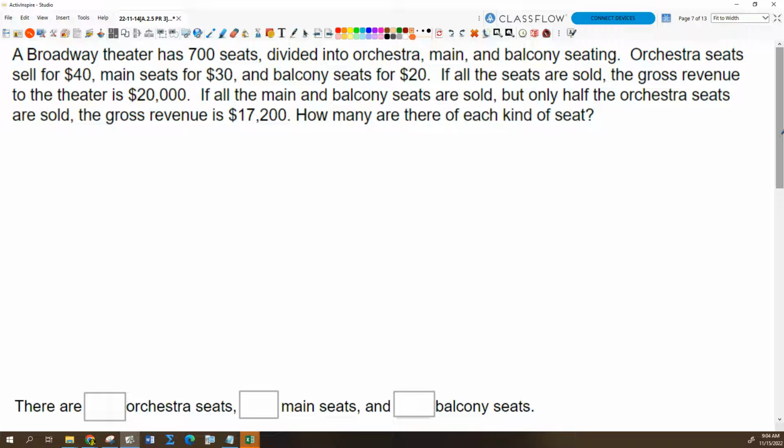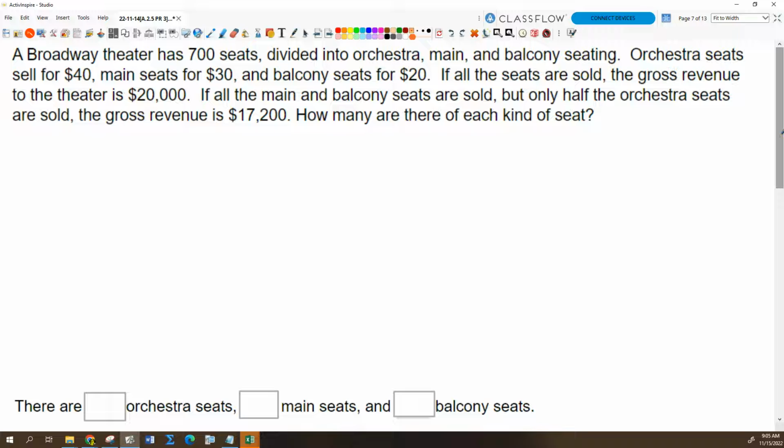A Broadway theater has 700 seats divided into orchestra, main, and balcony seating. Orchestra seats sell for $40, main level seats for $30, and balcony seats for $20. If all the seats are sold, the gross revenue to the theater is $20,000. If all of the main and balcony seats are sold, but only half of the orchestra seats are sold, the gross revenue is $17,200. How many are there of each kind of seat?